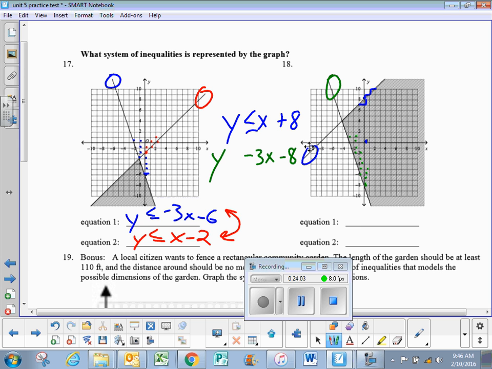Okay, and then we're going to the 0, 0. It looks like it's going to be greater than or equal. So if I put in 0, 0, it should work. Is 0 greater than or equal to -8? Yes. So that is the answer. Those are the answers.